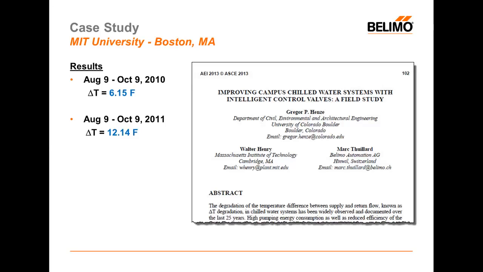The following year, during the same time period, the Delta T was nearly doubled when using Delta T management. Dr. Gregor Henze of the University of Colorado has written an excellent field study report based around the energy valve experience at MIT. This paper was written cooperatively with Belimo and details the hydronic effects experienced in that building. It is very informative and quite technical. If you'd like a little bit of lighter reading, Belimo has also produced a 4-page case study about the MIT project.